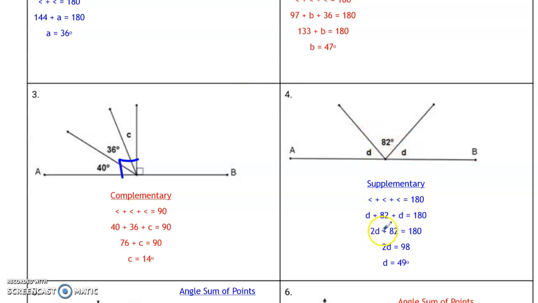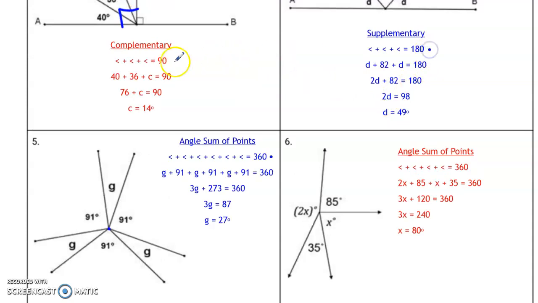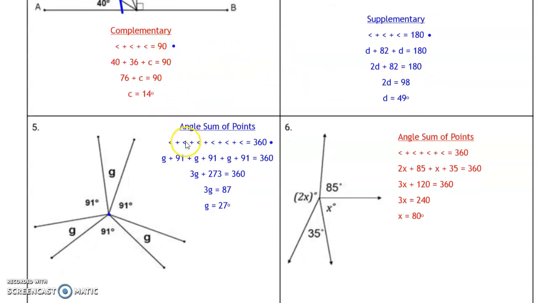Same thing here, or similar thing here, we have supplementary, three angles together equal 180. In this case, there was a little bit more algebra because we had to divide by 2. But no big deal. Angle sum of points says that all of the angles around a particular point that share the same vertex is equal to 360. If you remember these numbers, angle sum of points is 360, supplementary is 180, complementary is 90. You should be good to go.